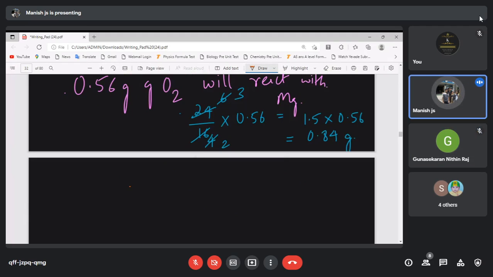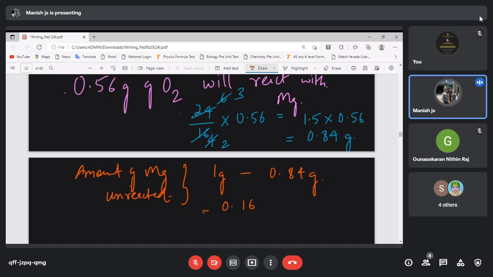How did you find that? Sir, 1 gram minus... Yes, the amount of magnesium left unreacted will be 1 gram minus what is reacted, 0.84 grams. So you can easily find the balance amount. You will get 0.16 grams of magnesium. This was the amount of magnesium which was unreacted. Sir, here the limiting reagent is oxygen.